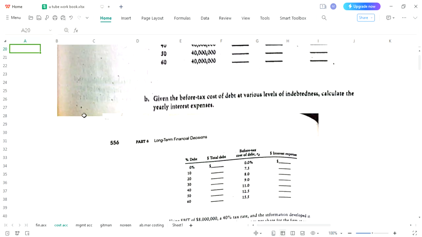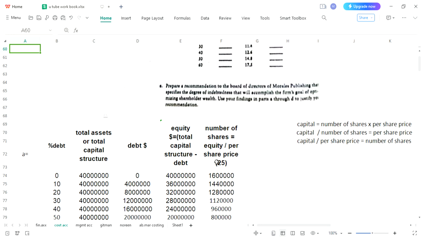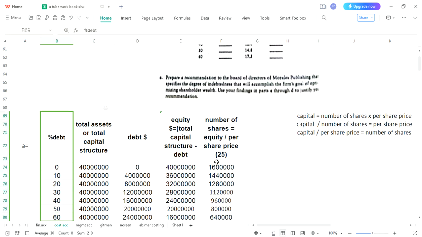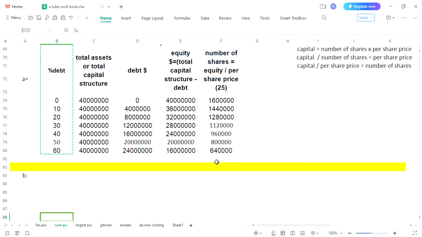B part, let's go back. B part is saying, given before tax cost of debt at various levels, calculate yearly interest expense. So this table needs to be made. First is percentage debt and total debt. A little help we can take from the previous work. Look, this debt percentage is the same, so you can take this heading for the next part.